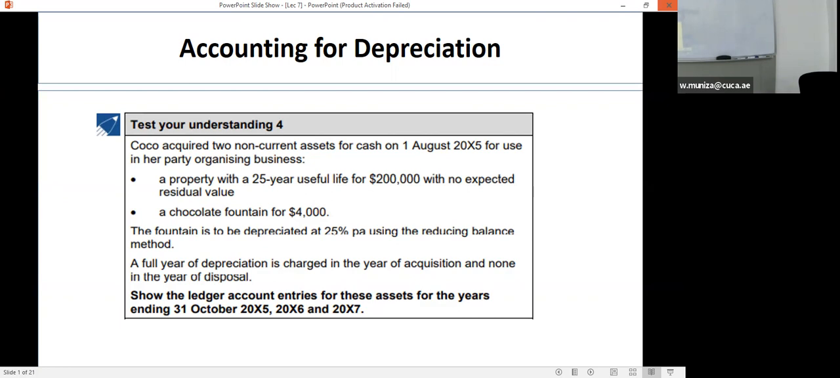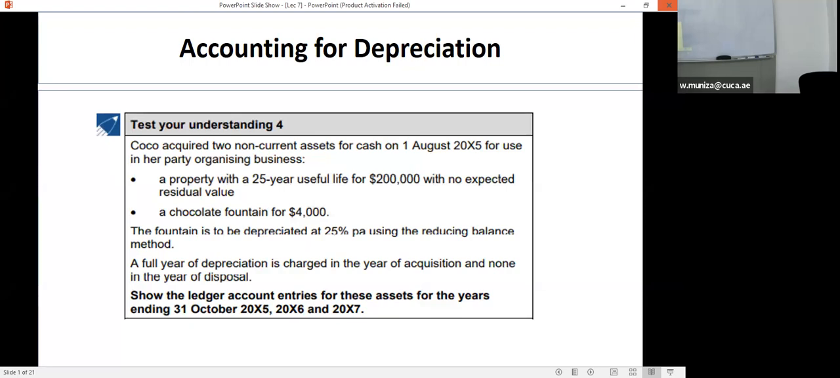So at the end of the year, we are going to pass this accounting entry. For the second asset, what amount are we going to include? They say the fountain is to be depreciated at 25% per annum using the reducing balance method. What is the formula for calculating depreciation as per the reducing balance method? Carrying value multiplied by percentage of depreciation, that is 25% over here. In the first year, cost is going to be the carrying value, because there is no accumulated depreciation in the first year.